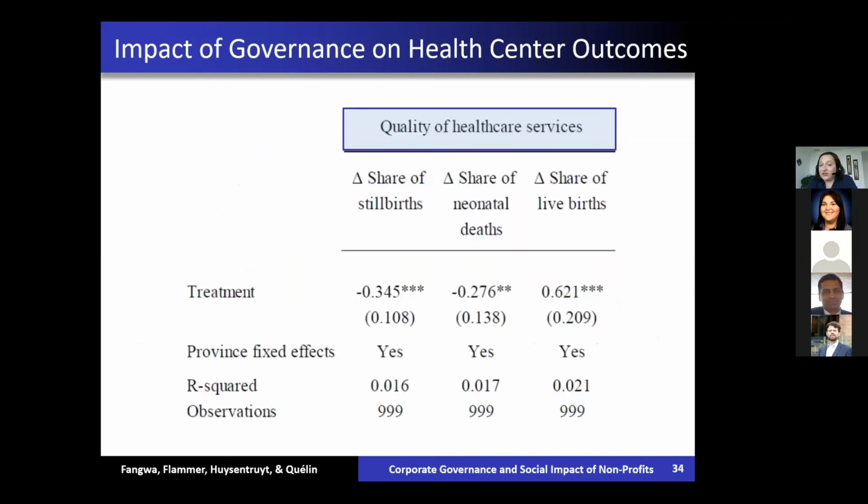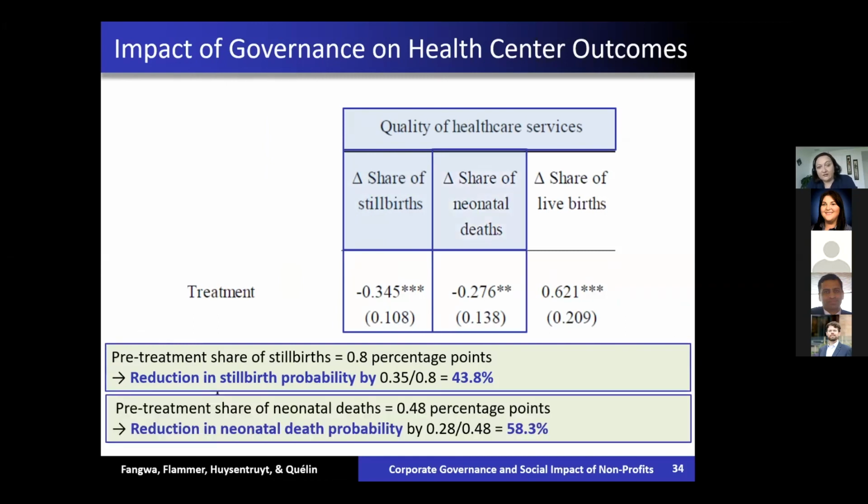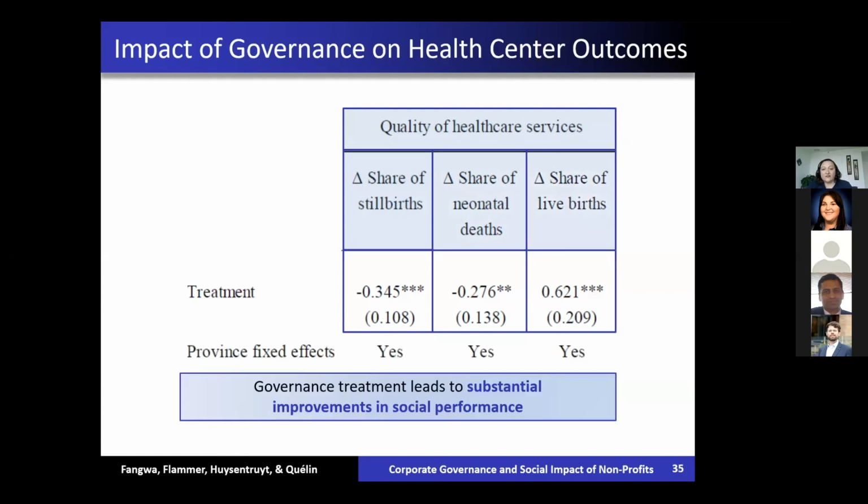Next, we look at the change in the quality of healthcare services. So we look at the share of stillbirths, the share of neonatal deaths, and the share of live births. You can see they all improve substantially. So in other words, the stillbirth probability decreases by about 44% over this 10-quarter time period, and neonatal death probability decreases by about 58%. So overall, this suggests that the governance treatment leads to substantial improvements in social performance.